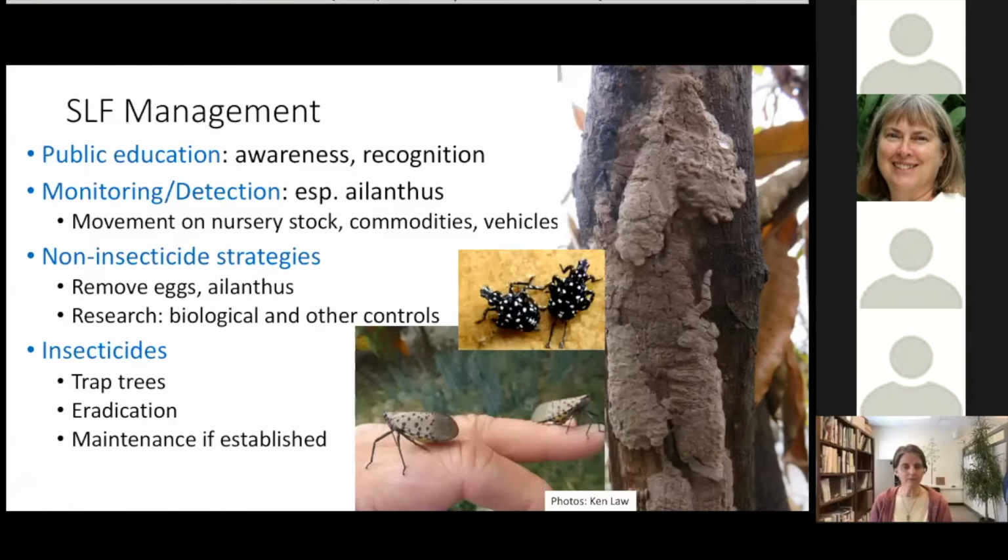Managing spotted lanternfly takes an integrated approach, and I've listed some of the aspects of that here: public education, awareness, and recognition, which is what this is all about now, monitoring and detection all the way through the supply chain into landscapes and beyond. Also having non-insecticide strategies for managing it, things you can do without insecticides, and then using insecticides where needed. So all of these are actually being deployed to different degrees in managing spotted lanternfly right now. Next slide, please.